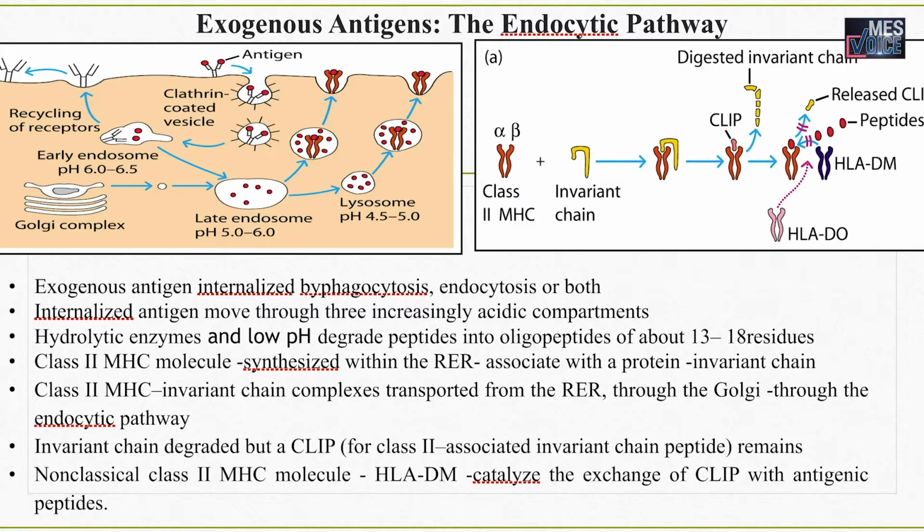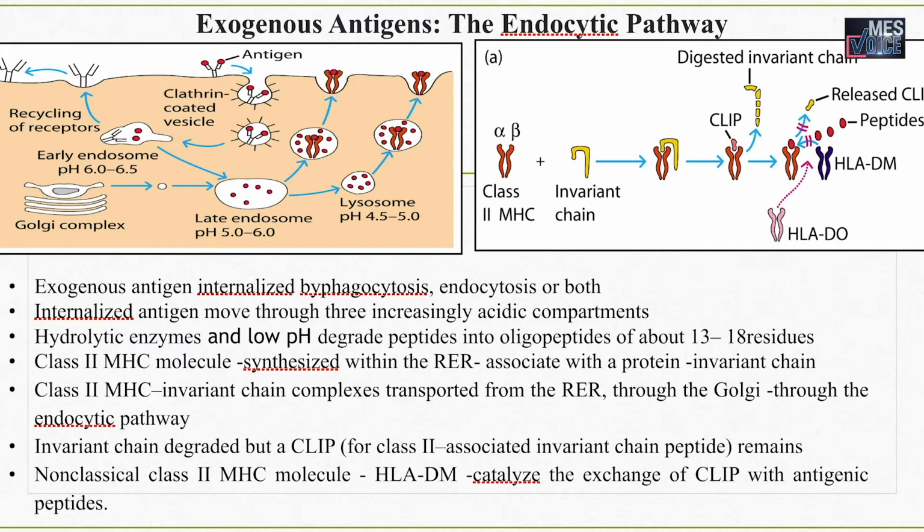These compartments are called endosomes, and the acidity increases progressively from pH 6 in early endosomes, to late endosomes or endolysosomes at pH 5 to 6, then finally lysosomes, which have a still acidic pH of 4.5 to 5. These endosomes also contain lots of hydrolytic enzymes such as proteases, nucleases, glycosidases, lipases, phospholipases, etc., which along with the acidic pH will help to degrade the antigenic peptides into oligopeptides of about 13 to 18 residues. Now, we have the peptides degraded.